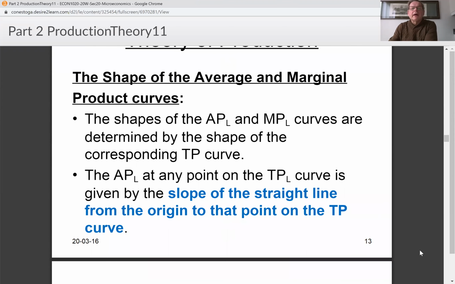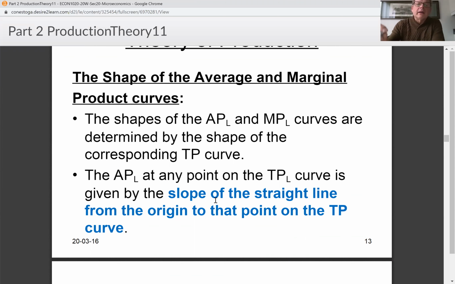So, the shape of the average and marginal product curves. The shape of the average product of labor and the marginal product of labor curves are determined by the shape of the corresponding total product curve. So if your total product curve changes its shape drastically, so will the average product and the marginal product of labor curves.